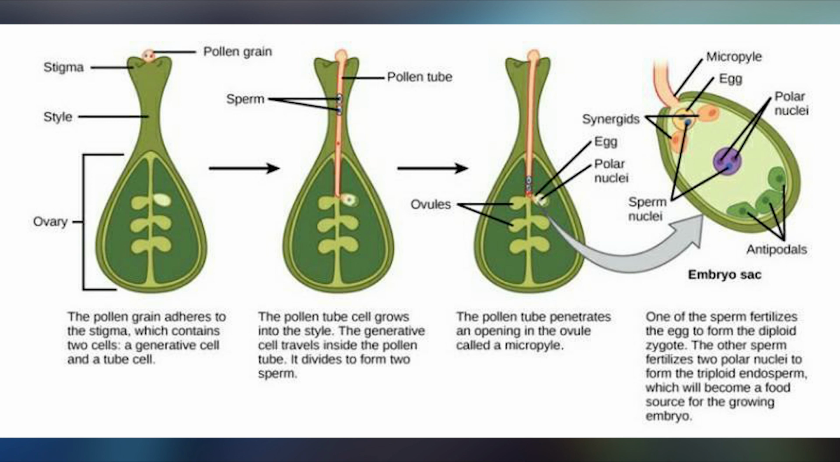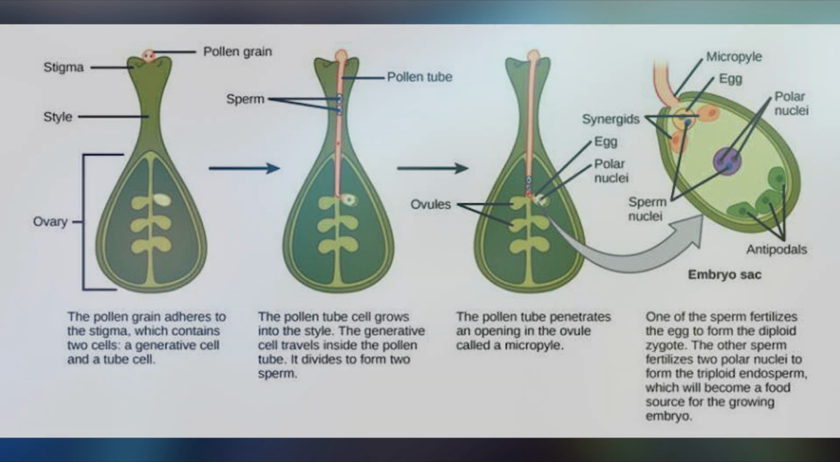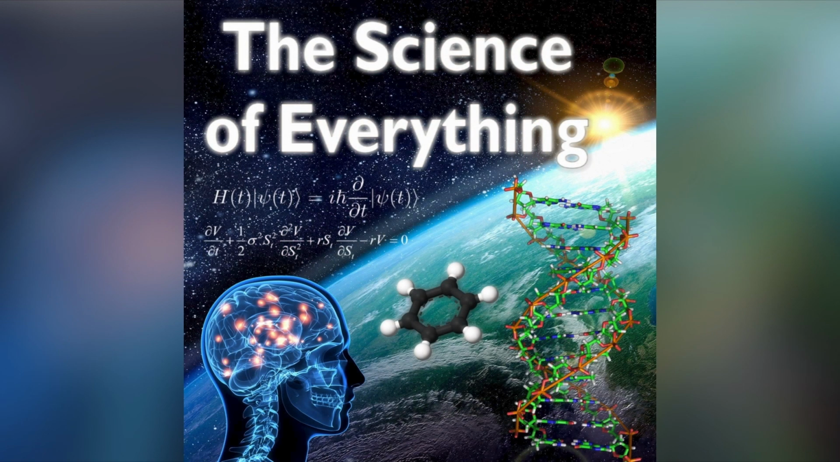So that's somewhat like how fertilization occurs in mammals. One of the big differences being that in mammals nothing has to grow, the cells just move to each other. But the overall idea is kind of similar.